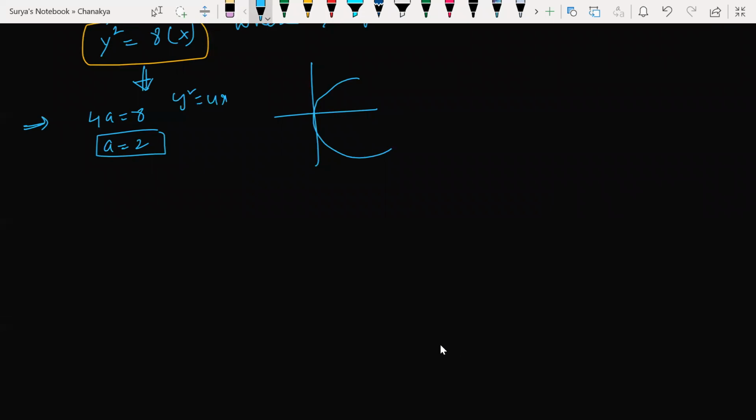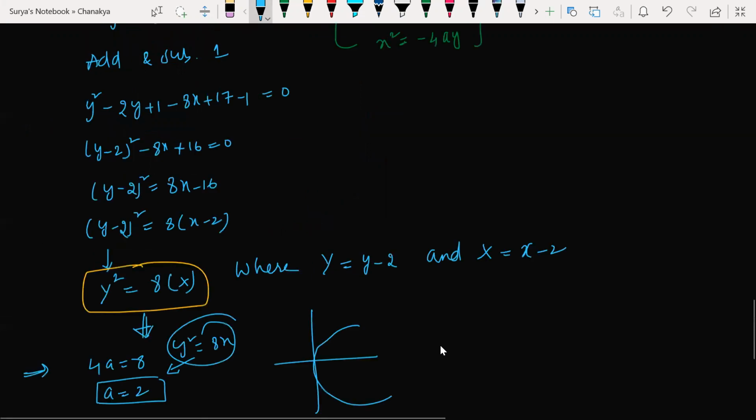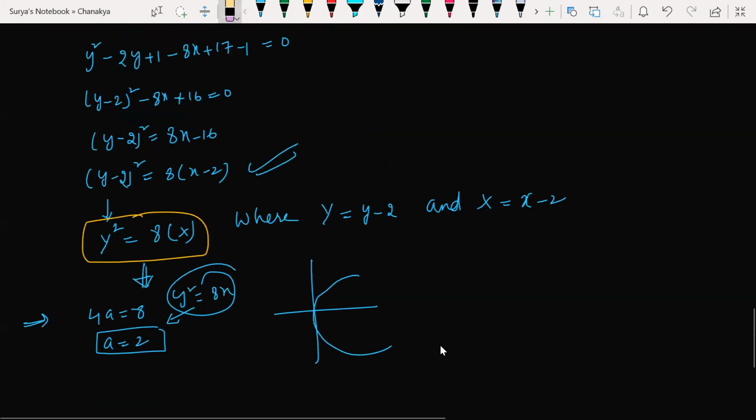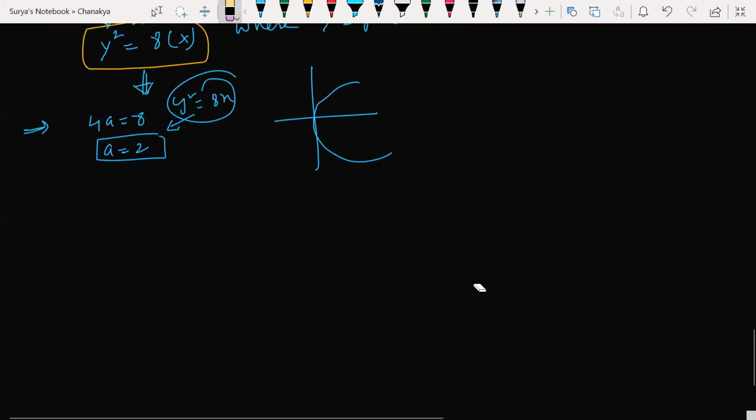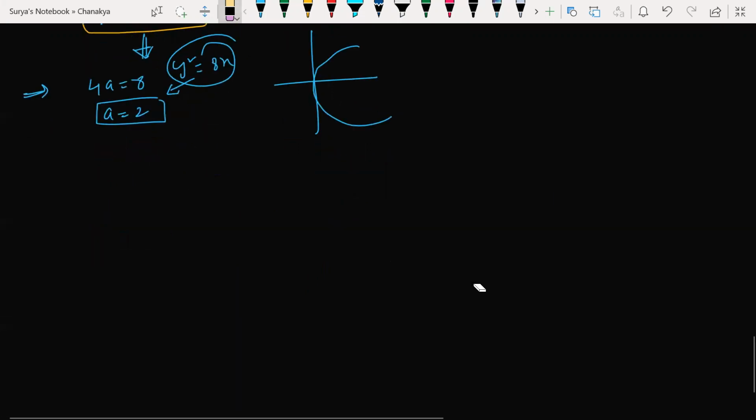This is 8x, right? For this parabola I'm just calculating all this. For this parabola again, the things will be different, I'll show you. First, let us find out the focus, vertex, directrix equation, and the length of latus rectum for the given parabola y square is equal to 8x. Once we find that, we can compare the things to the other parabola. Let me show how we can find it.